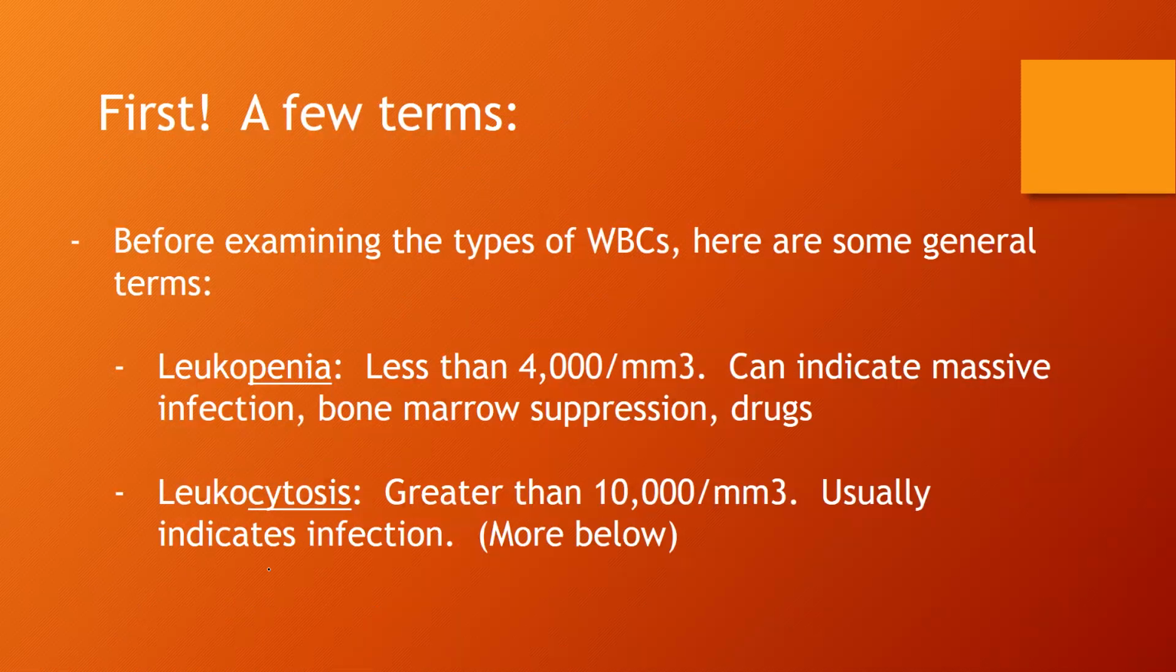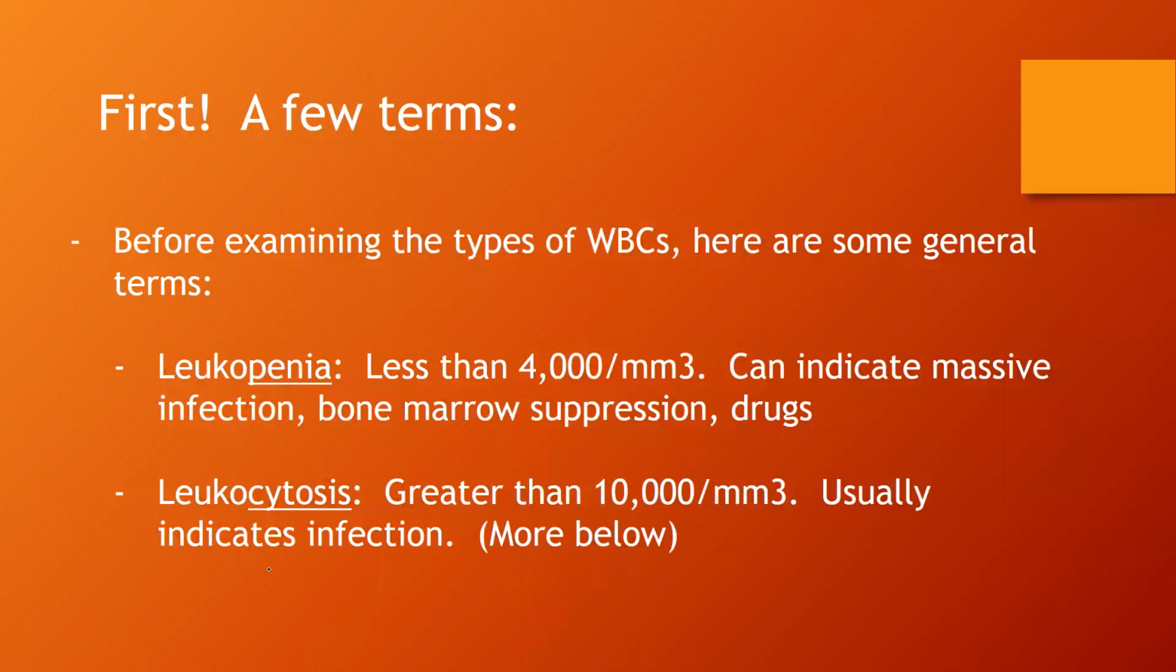Before we dive into the different types of WBCs, just remember there's a couple terms that you're going to see thrown around a lot. One of those, leukopenia. Now, penia meaning less than. So leukopenia means your WBCs are low, usually less than 4,000. So if you get a white blood cell count back from somebody and it's 2, well, they have leukopenia.